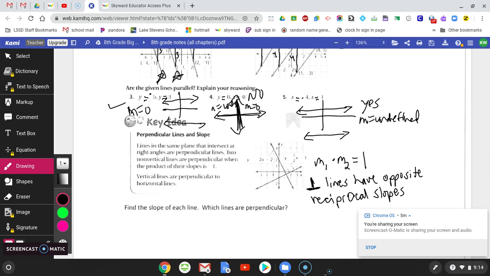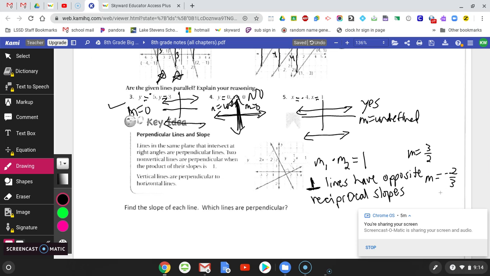So for example, if I have one of them that has a slope of 3 over 2, the opposite reciprocal of that would be a negative 2 over 3. Opposite means change the sign, and reciprocal means to flip-flop the numerator and the denominator.